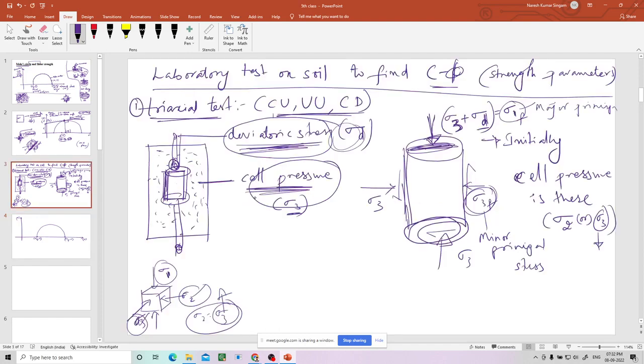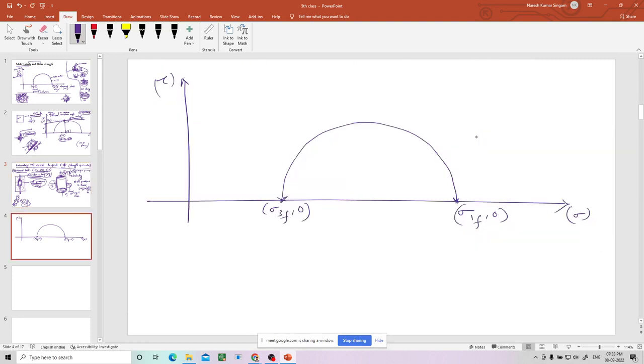Now I am taking two planes to draw the Mohr circle. I have already told in the previous classes, to draw a Mohr circle you need two stresses on two different planes which are perpendicular to each other. Now this plane and this plane are perpendicular to each other. I am taking two stresses, normal stress and shear stress: sigma 3 comma 0, sigma 1 comma 0. So I am drawing a Mohr circle. I am noting down these two points, then I am making a circle out of it. That's it. This is called the Mohr circle, and these are the stresses at failure.